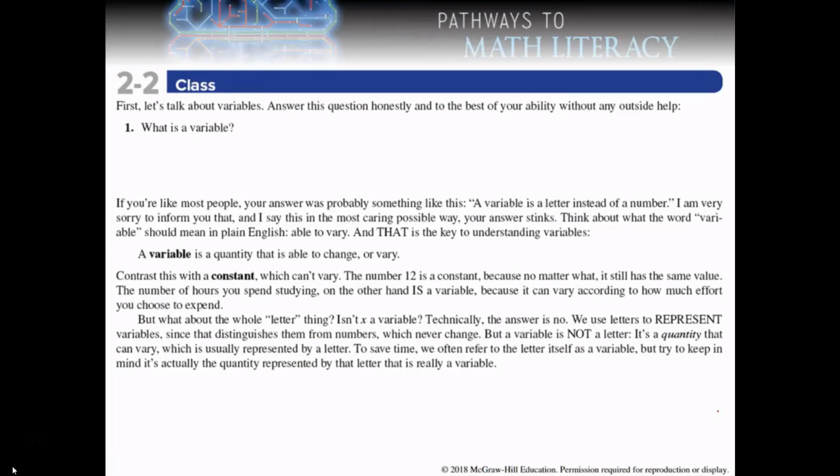In question 1, you're asked to think about what is a variable. And this is really a personal question for you to think about what your perceptions of that are, but a common answer is to say something like, it's the letter X. And what they'll tell you in the paragraph below is that that's not really true. A variable is a quantity that varies.